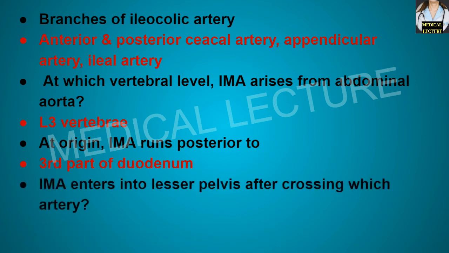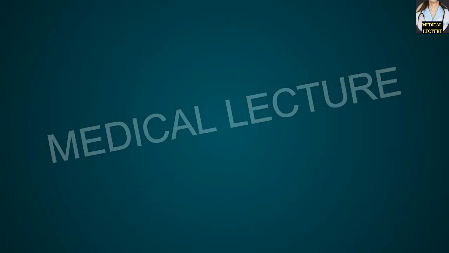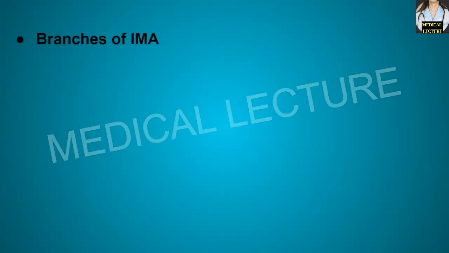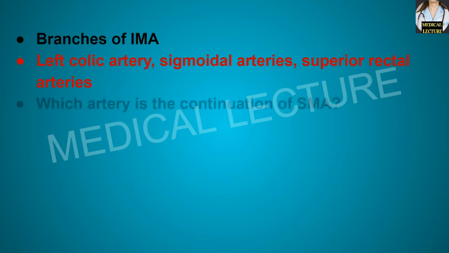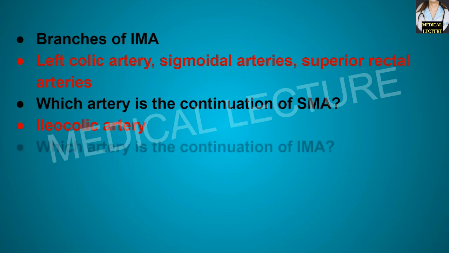The inferior mesenteric artery runs into the lesser pelvis after crossing which artery? After crossing the left common iliac artery. What are the branches of the inferior mesenteric artery? These are the left colic artery, sigmoidal arteries, and the superior rectal artery. Which artery is the continuation of the superior mesenteric artery? The ileocolic artery is the continuation of the superior mesenteric artery.